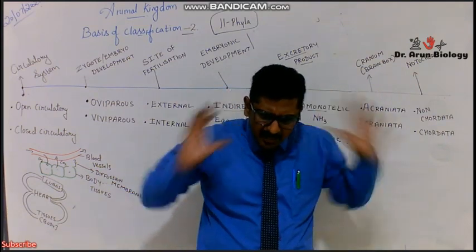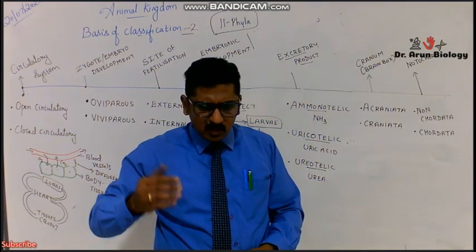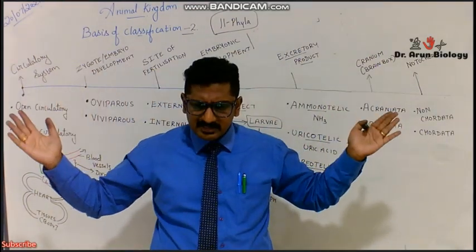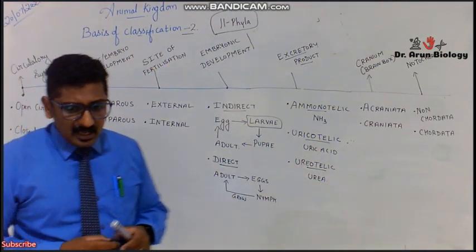These are some of the basics of classification. Based on the previous classification 1 and classification 2, taking all these categories, we are going to discuss 11 different phyla in the animal kingdom.